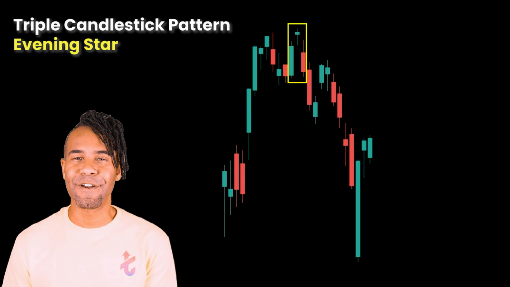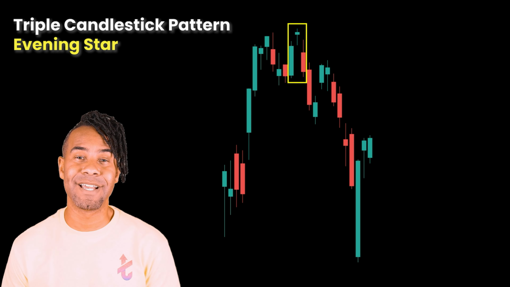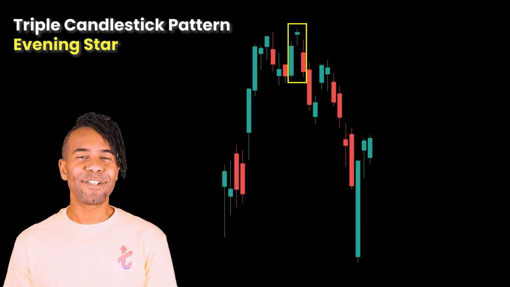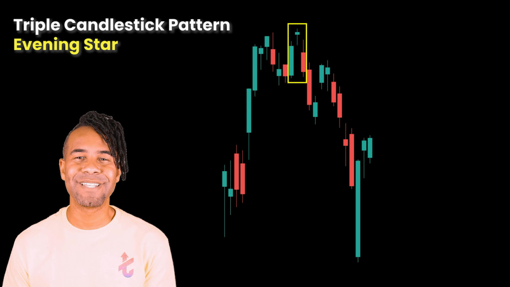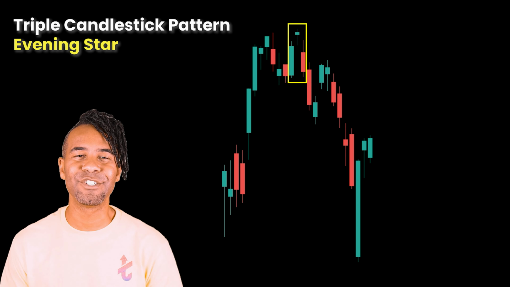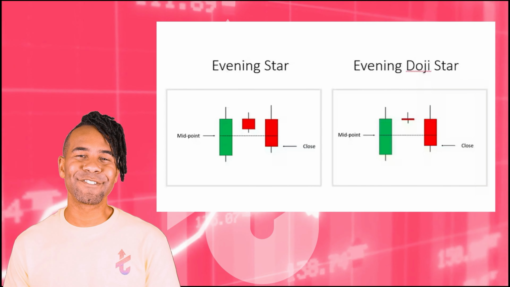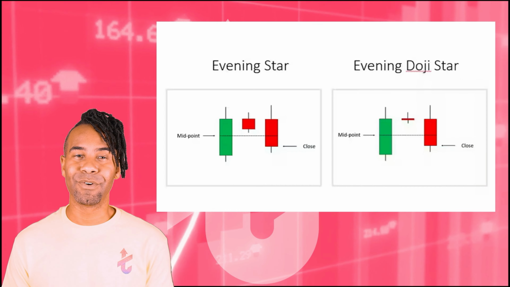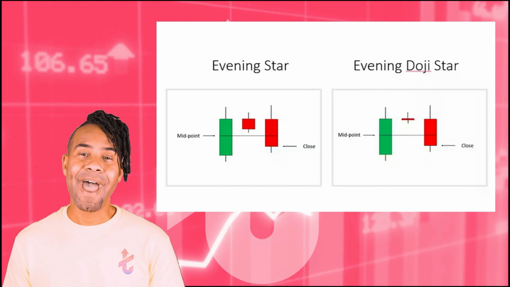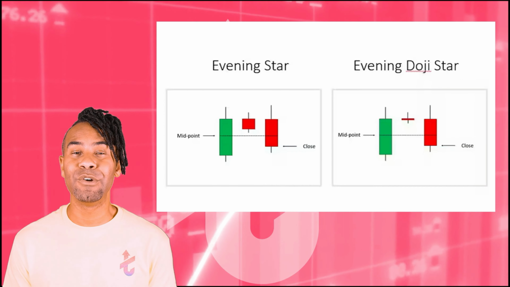The third candle is our first true sign of bearish sentiment. It's a bearish candle that closes at least halfway down the body of the first candle. This shows that sellers are in fact gaining control. The middle candle is paramount. If the middle candle is a spinning top, the pattern is called an evening star. If the middle candle is a doji candle, the pattern is referred to as an evening doji star.